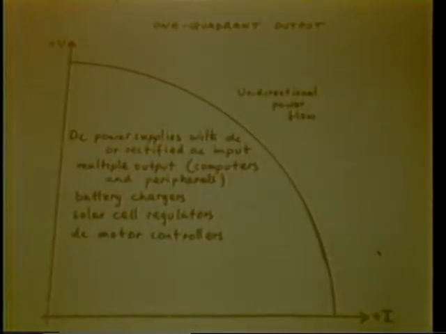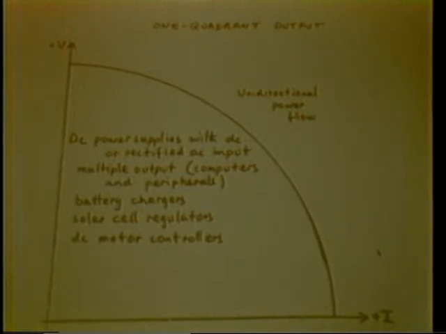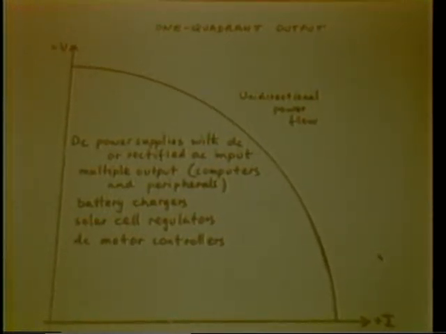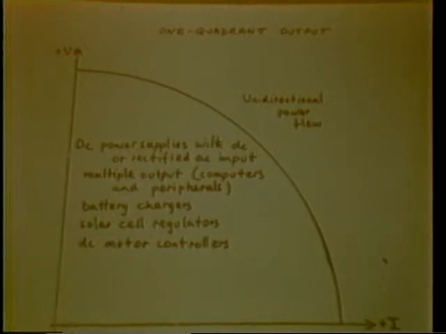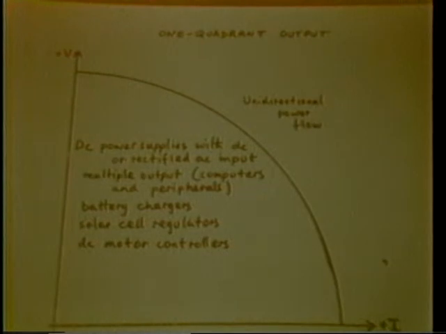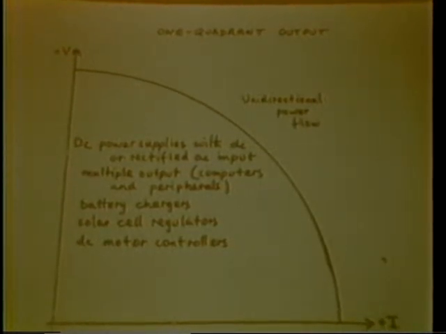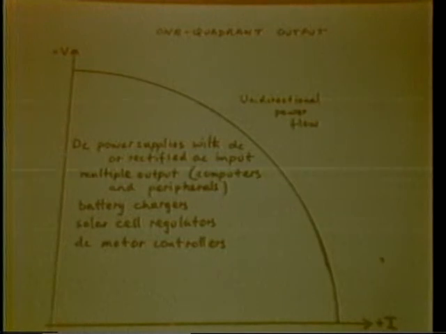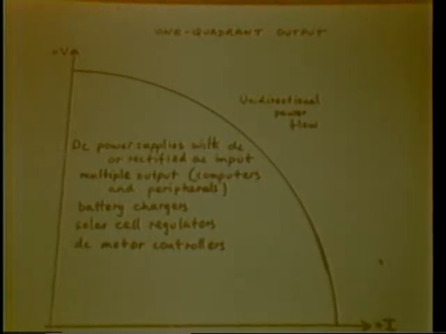Now, there are many kinds of power converter, and it's convenient to classify them with respect to the quadrant of their output. And a one-quadrant output is a supply that provides one polarity of voltage and one direction of current. So it's a unidirectional power flow. There's a number of obvious applications of that kind of power supply. It includes all type lab power supplies and most power supplies that are used to power the electronic equipment that we're all familiar with.